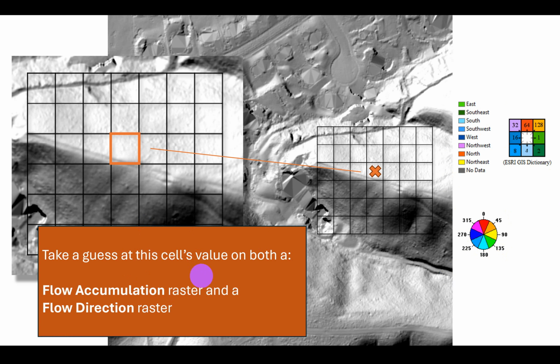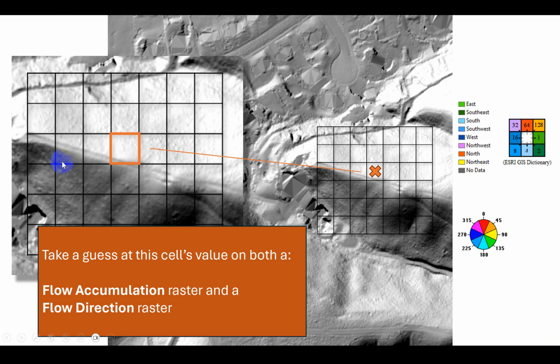Like, how do we define what that is? And what would you guess the flow accumulation value would be for this cell? And I'm going to pause for a second, think about it. Is that an awkward enough gap of time for you?